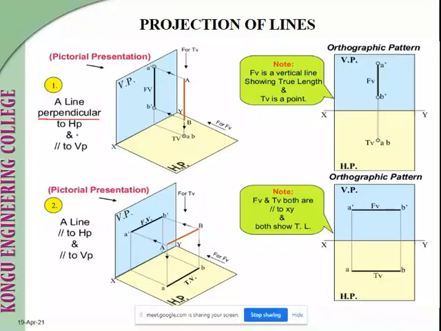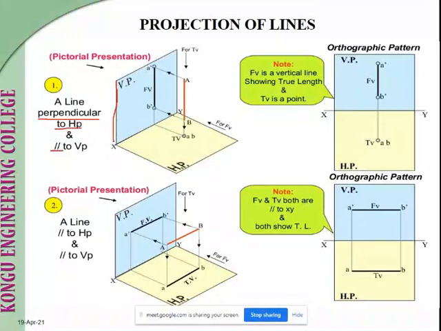I think you know very well what perpendicular and parallel mean. What is meant by perpendicular? Intersecting at 90 degrees, representing 90 degrees. So the first type is perpendicular to HP. When comparing with HP, the particular line is perpendicular. This is our first quadrant.